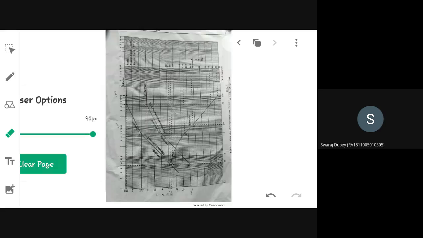We'll load it again. Let me just show you the formula. Back. Load it again.